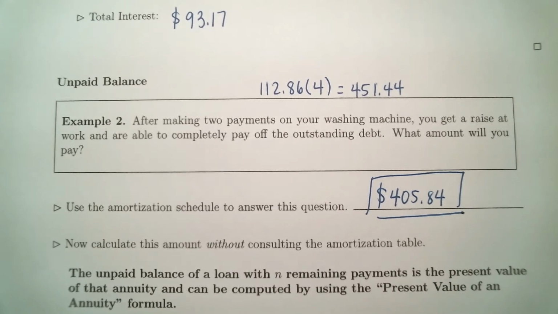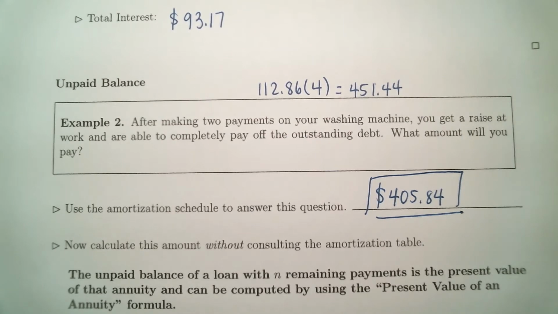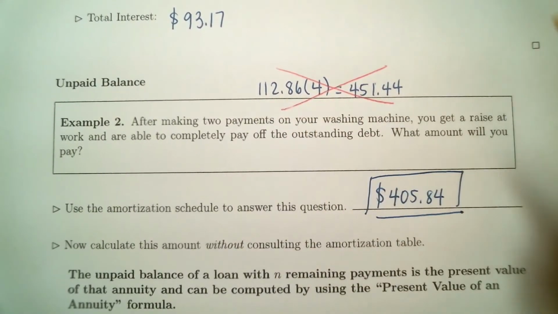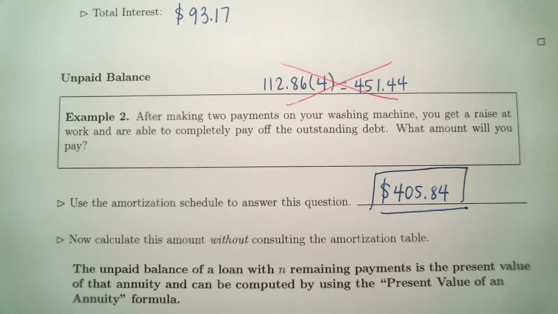If you're paying something off before the loan is up, you don't have to pay the interest on the remaining balance. You only owe what's owed towards the principal. So I'm going to go ahead and scratch this out because this is not the correct way of thinking about this problem. This is what unpaid balance is. How much do I still owe if I want to pay something off before the loan is up?